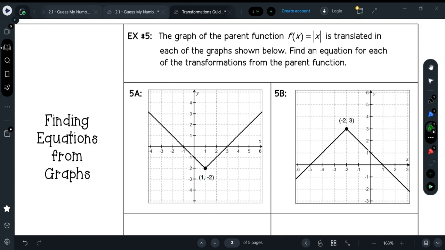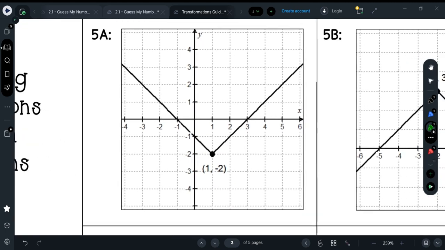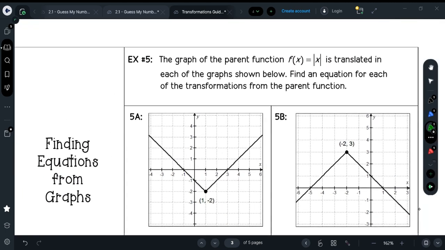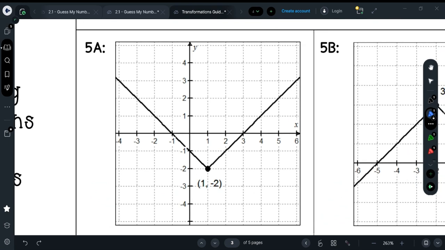Okay, let's take a look at 5a. Now they tell us here that it's absolute value, but even if they didn't tell us that, we should be able to identify from this shape, this is a V shape, this is an absolute value graph. Now this one here is definitely not the parent function because the parent function has its starting point at 0, 0, and then it goes like this.